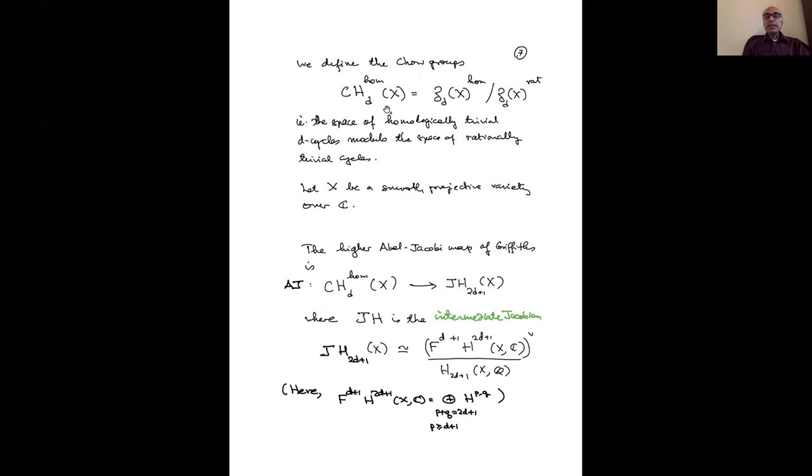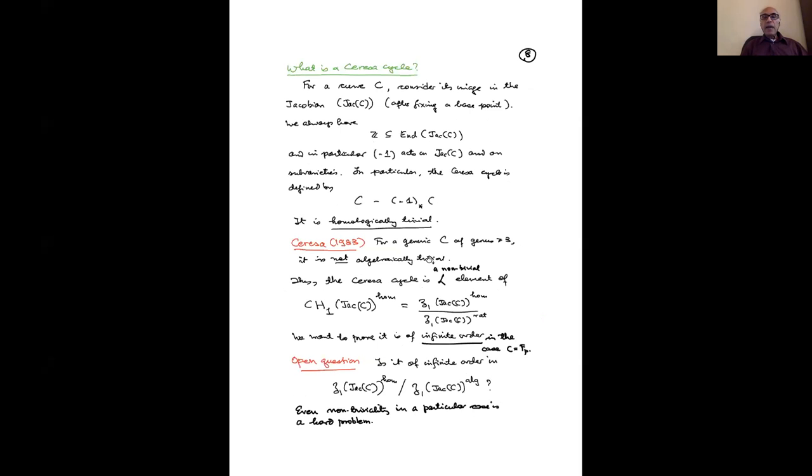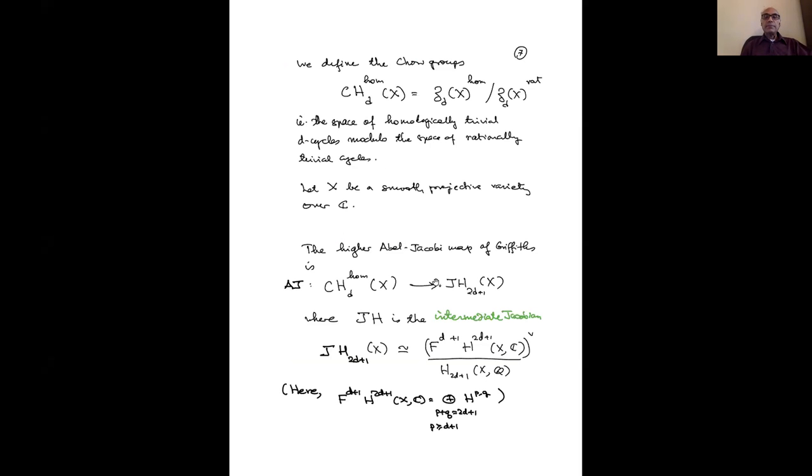Well, remember in the case of points on a curve, we use the Abel-Jacobi map to get into the Jacobian. So in the higher dimensional case also, you have an Abel-Jacobi map. Let's say I have a smooth projective variety over the complex numbers. The Abel-Jacobi map sends homologically trivial D-cycles to some complex torus. Now, unlike the case of curves, this is not algebraic. So you're not looking at an abelian variety. It's a torus, called the intermediate Jacobian.